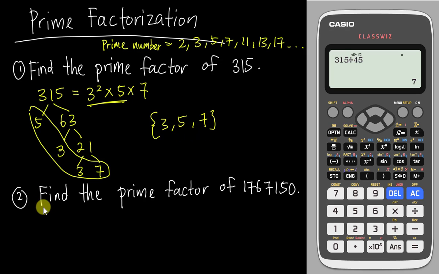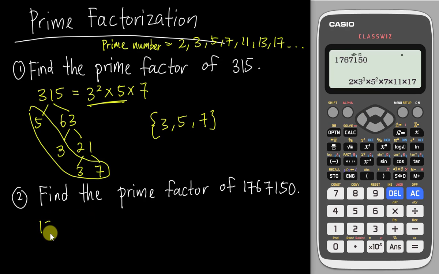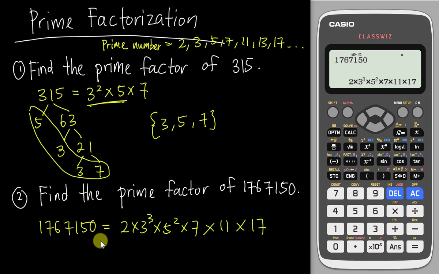Okay, now we go back to question number 2 here. Let's say I have 1767150, which is a 7-digit number. Then I type enter. Okay, if I want to find the prime factors, I go to shift fact here, and then these are all my prime factors. So basically, I know 1767150 equals 2 multiplied by 3 cube multiplied by 5 square multiplied by 7 multiplied by 11 multiplied by 17. Alright, you realize all these numbers are prime numbers.